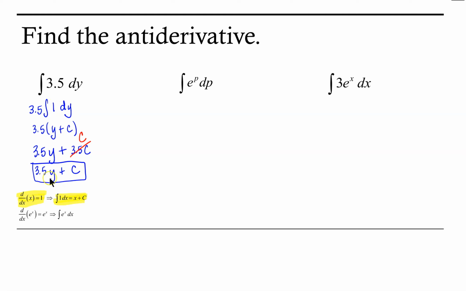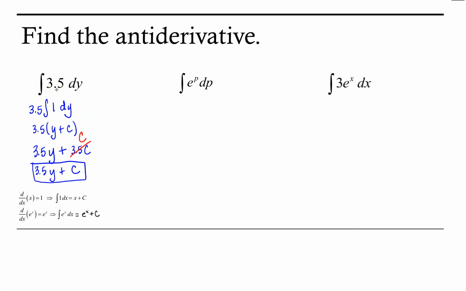And all we have to do to check our work is ask ourselves, if I take the derivative of this expression, this function, what would I get? Well, if I took the derivative with respect to y, I would get 3.5 times 1, or 3.5, plus 0. And 3.5 plus 0 is, in fact, the 3.5 function that I initially started with.